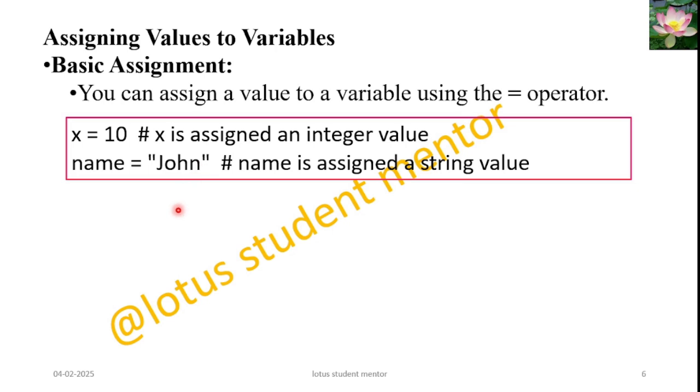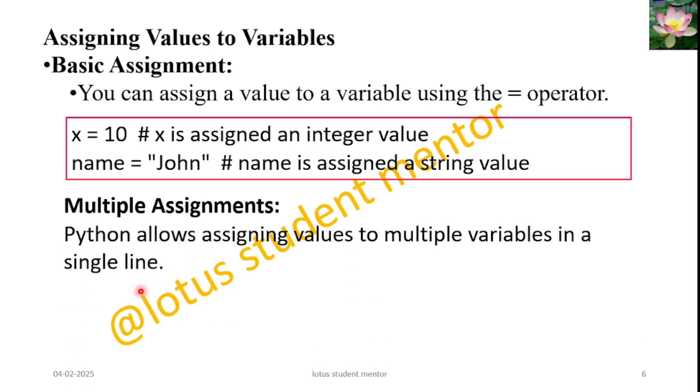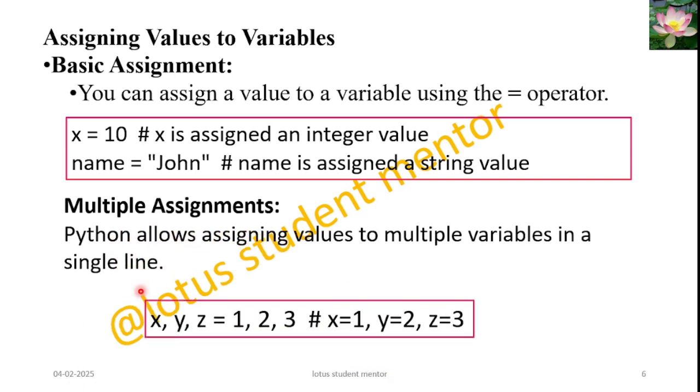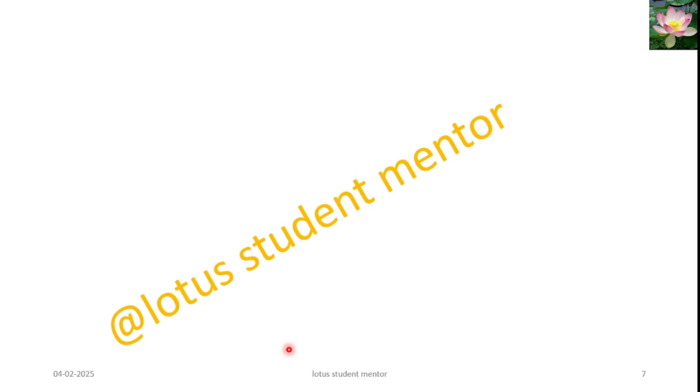No need to mention John is a string, 10 is the integer. Now any number in between double quotes is also considered a string. Now this is the basic single assignment. For multiple assignment, suppose x, y, z equal to 1, 2, 3, Python automatically takes x equal to 1, y equal to 2 and z equal to 3.